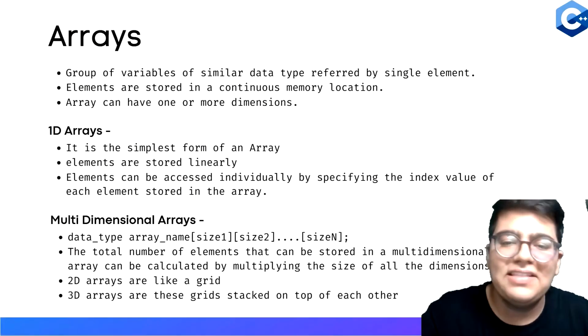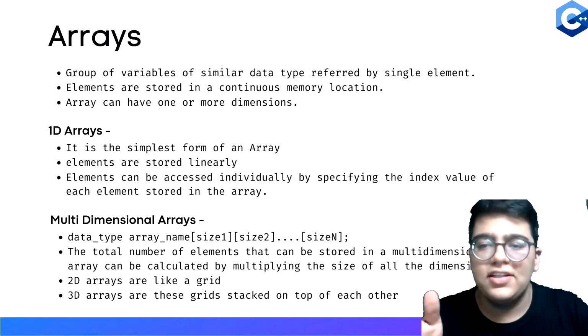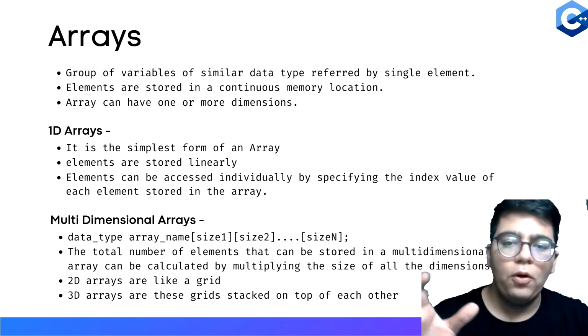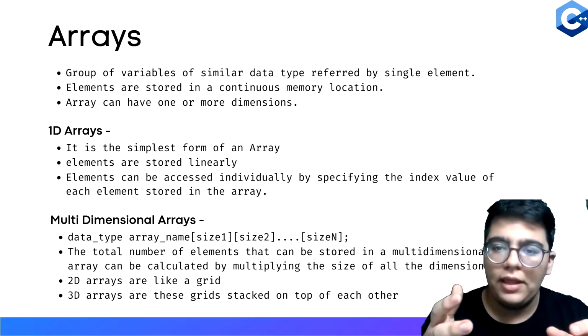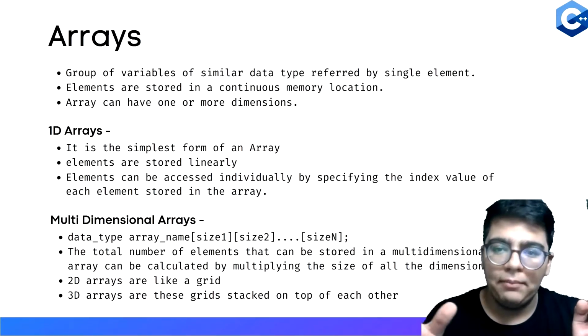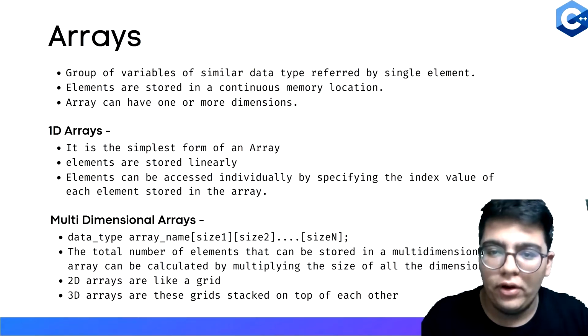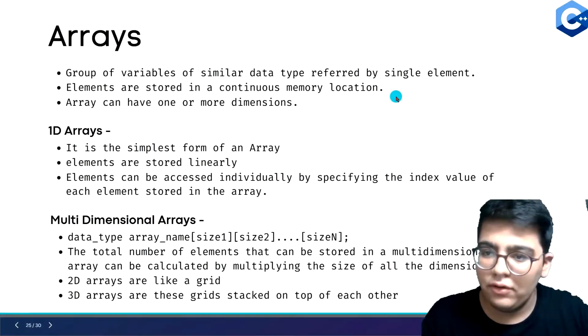What an array basically is, when you have variables of the same type, let's say integers: 5, 10, 15, 20, 25. You have this group of integers. Now, if you want to refer to them with a common name, you can group them together in what's called an array. They are elements stored in continuous memory locations.